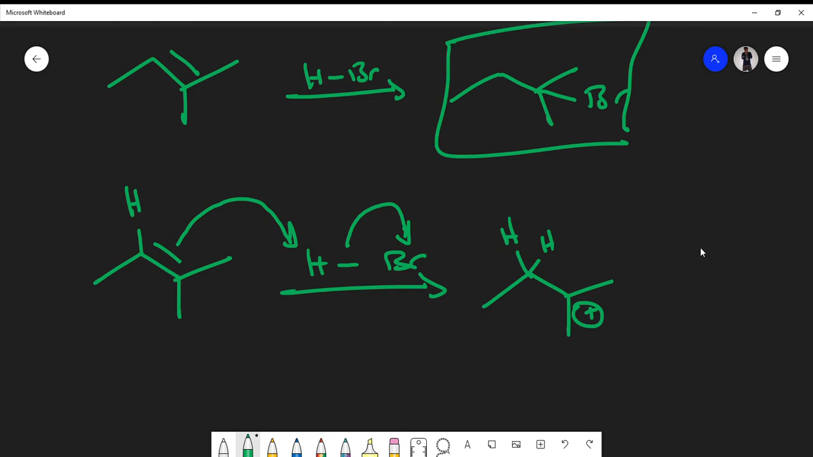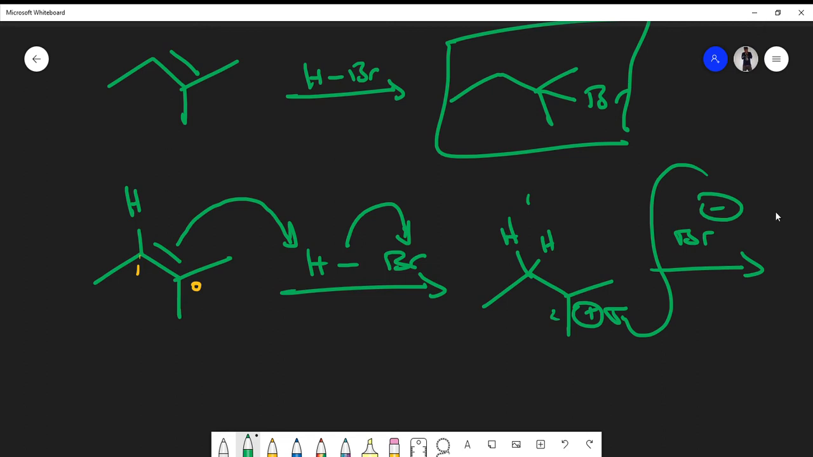Now notice that this is the more substituted carbon. Let's label this as carbon 1, and this as carbon 2. This carbon had one hydrogen, and this carbon had zero. We said that the carbon that has zero hydrogens is more substituted. Therefore, we should expect the nucleophile in this case, which is the negatively charged bromine, to be on the more substituted carbon. So the second step in the reaction is that the negatively charged bromine acts as a nucleophile and attacks that central carbon.